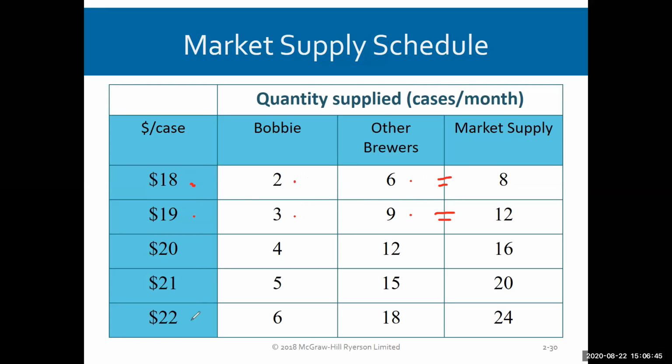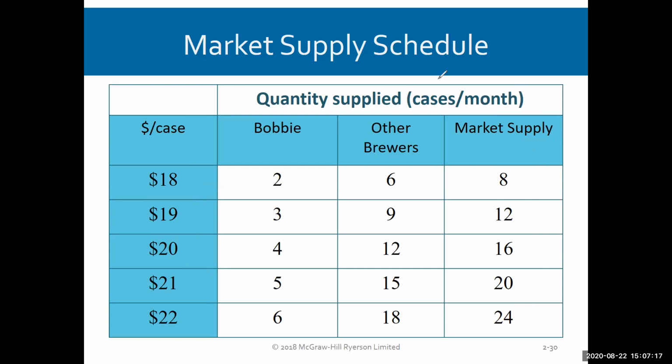The price keeps increasing way up to 22, and Bobby's saying, this is great, I'm making lots of profit. I want to make 6 of these now because it's profitable. And everyone else is saying, yeah, we agree, we're going to make 18. So they end up making 24. And this is our market supply. These prices over on this side and these quantities supplied make up one market supply curve. So these prices and these quantities supplied make up the whole market supply curve.